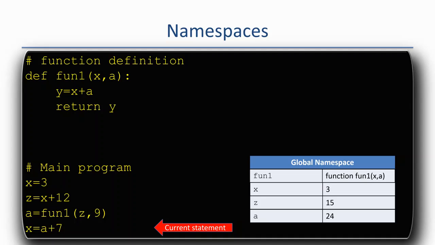Now Python goes to the next line and executes it, which adds 7 to the value of a. Since the value of a is 24, you can guess what happens. The result of the right-hand side of that expression is 31, and that value is assigned to the variable x. And notice that the previous value of variable x is destroyed.